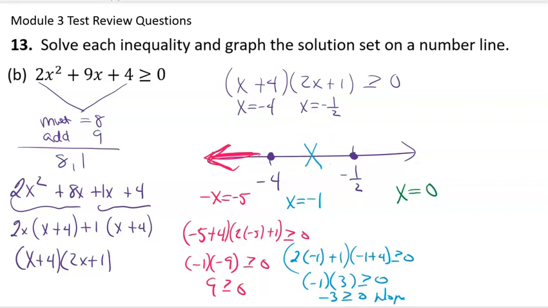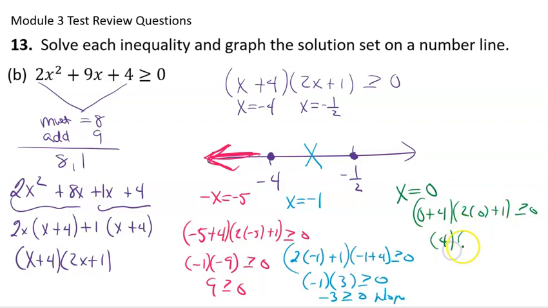And then I'm plugging in 0. Right? So that's going to be 0 plus 4 times 2 times 0 plus 1. Is that greater than or equal to 0? Well, we got 4 times 1. Is that greater than or equal to 0? Yep, 4 is greater than or equal to 0. That's true, so I shade this in.